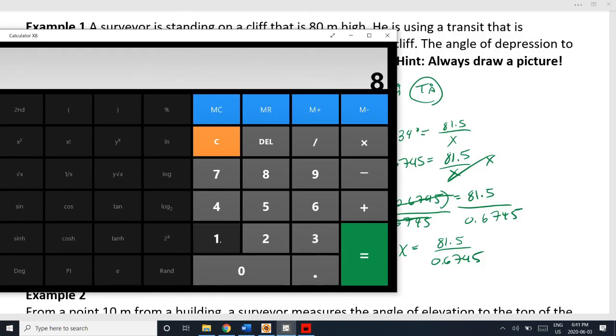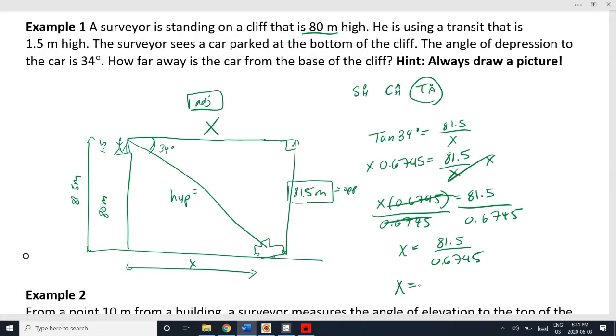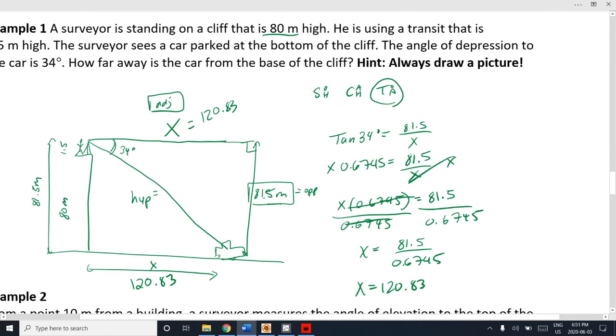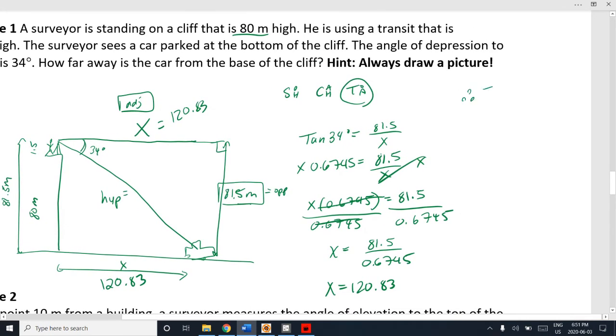Okay, so we have 81.5 divided by 0.6745, and we're going to get 120.83. So x is equal to 120.83. So that's this distance over here, 120.83. And it's the same as up here, 120.83. So we can conclude, therefore, the car is 120.83 meters from the base of the cliff.